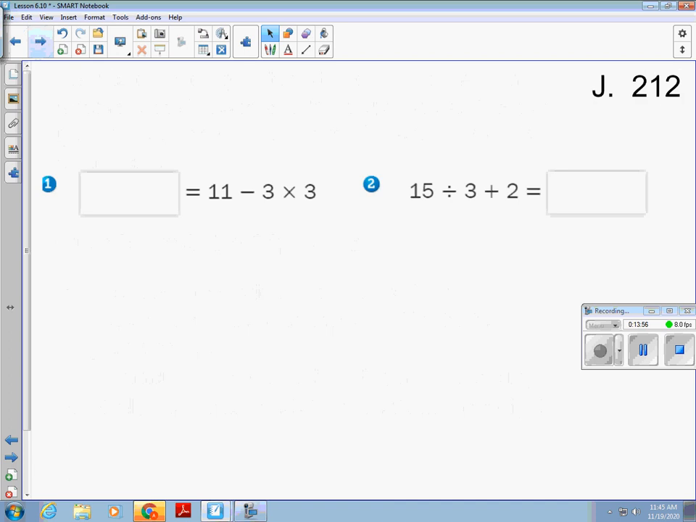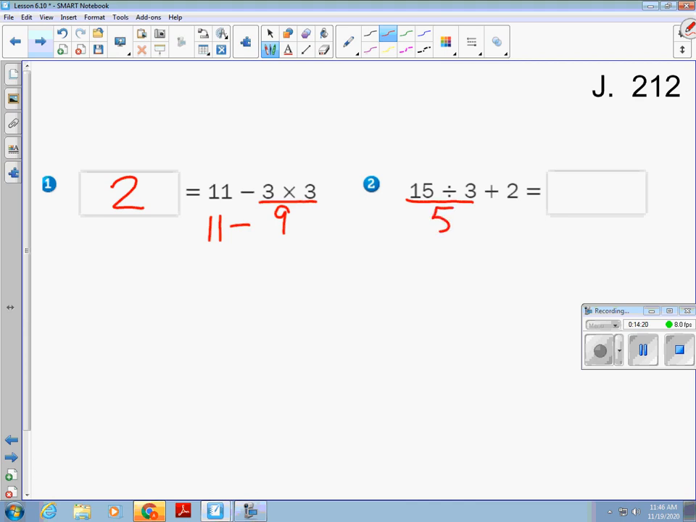So let's look at this first one here. 11 minus 3 times 3. So 3 times 3 would come first because multiplication comes first. That's 9. Making sure I put down my new equation. 11 minus 9 is 2. 15 divided by 3, that's going to be first because division comes before addition. So 15 divided by 3 is 5. 5 plus 2 is equal to 7.